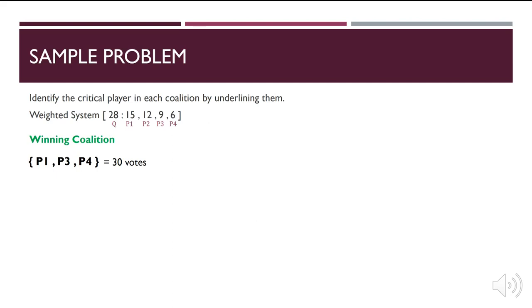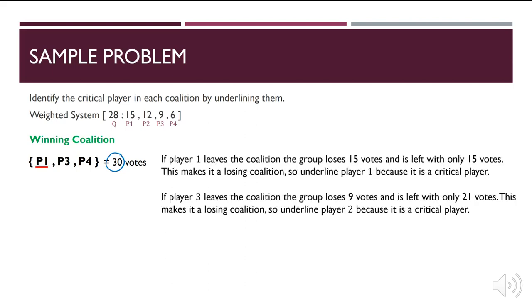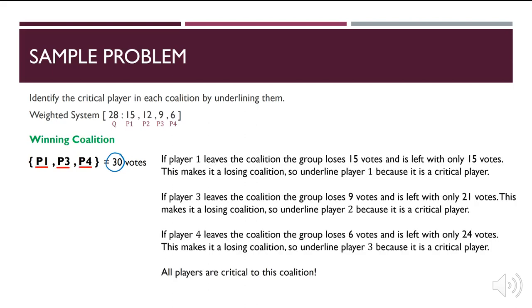And again, because this is a three-player coalition, it's a winning team to start. We know it will turn to a losing team if any player leaves. So we can say that all three players are critical here as well.